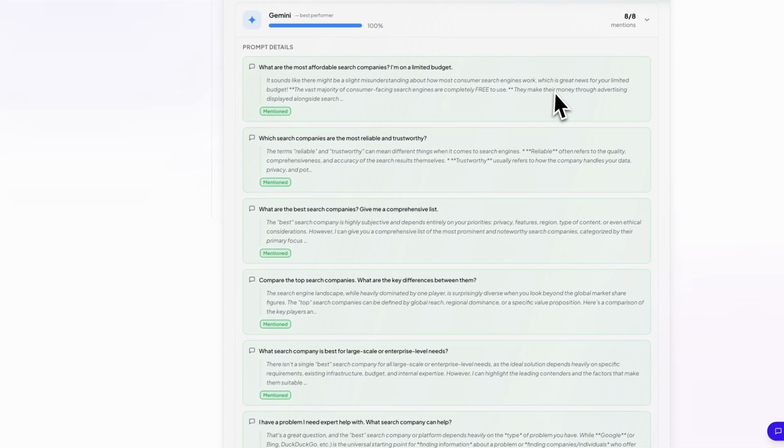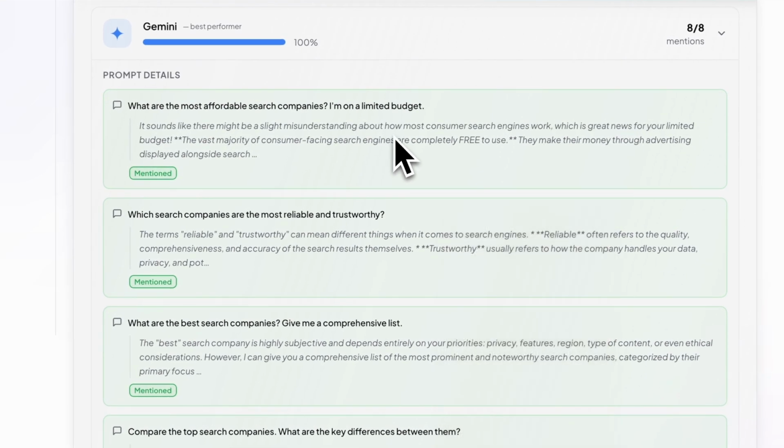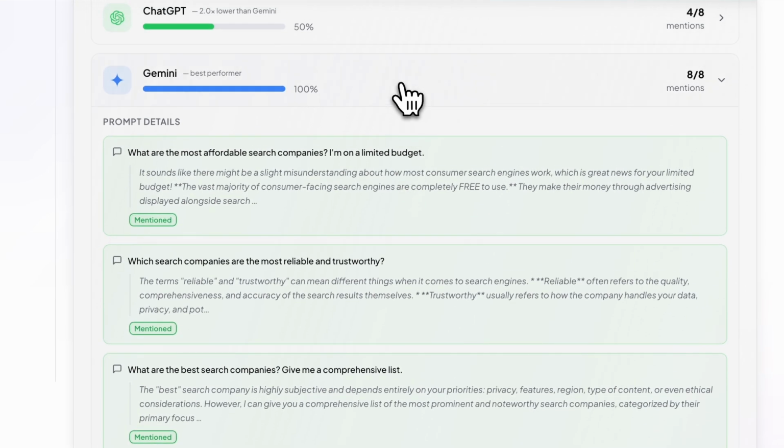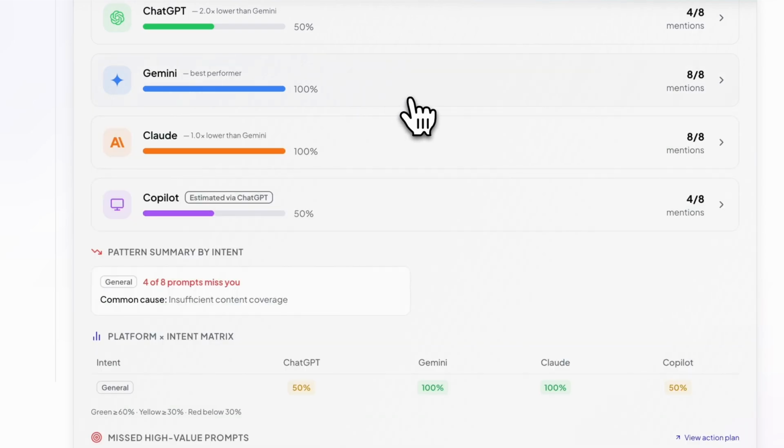These represent real discovery opportunities where competitors are currently being recommended instead of you. You're not guessing what to optimize. You're targeting exactly where you're missing. Each prompt gives you direction on what type of content or positioning is needed to compete.